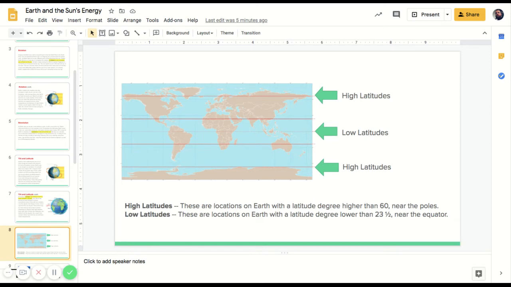This map shows you where the high latitudes are and where the low latitudes are. High latitudes, these are locations on Earth with a latitude degree higher than 60, are near the poles. Low latitudes, these are locations on Earth with a latitude degree lower than 23½, are near the equator. These are also called the tropics. So low latitudes are near the tropics, and high latitudes are near the poles.